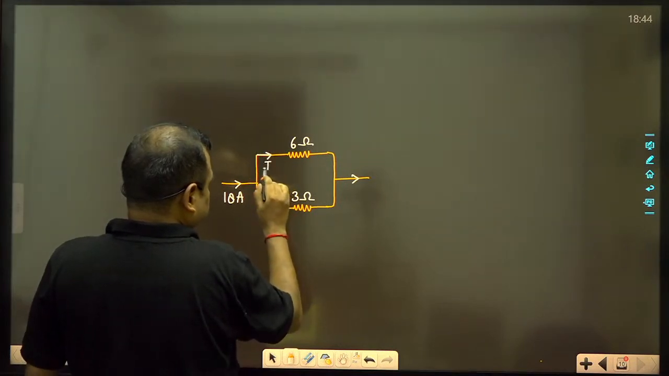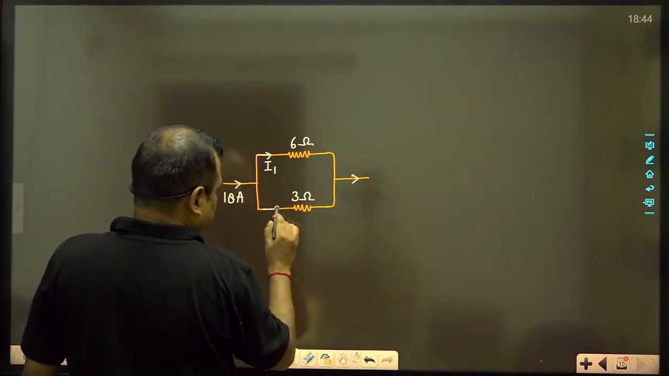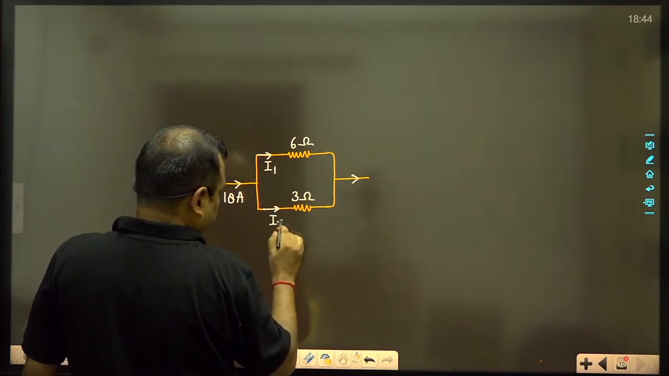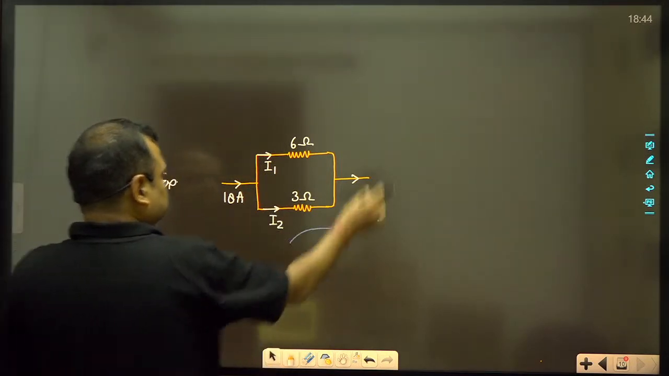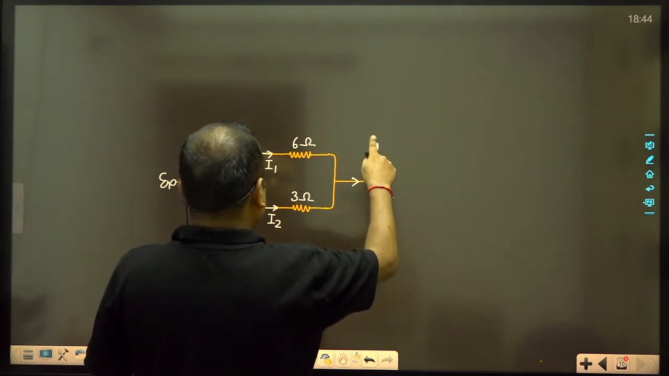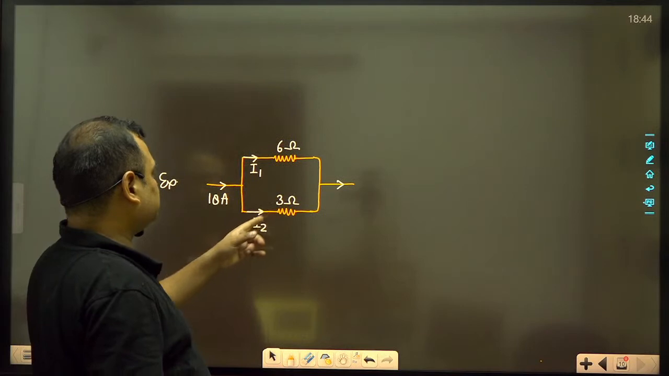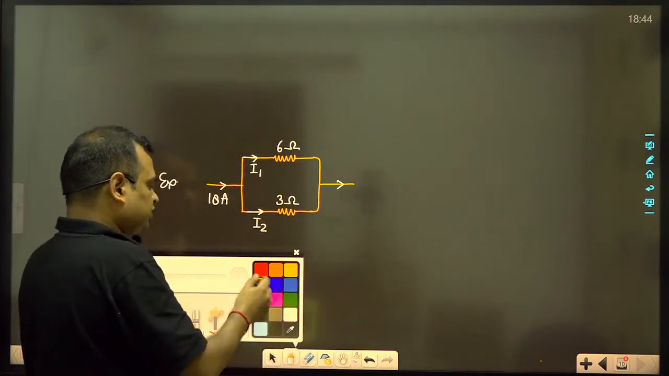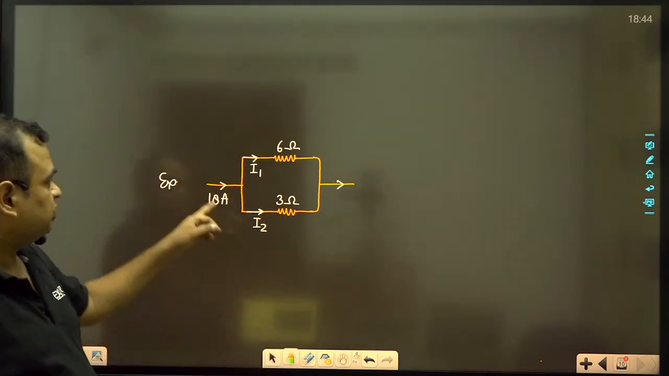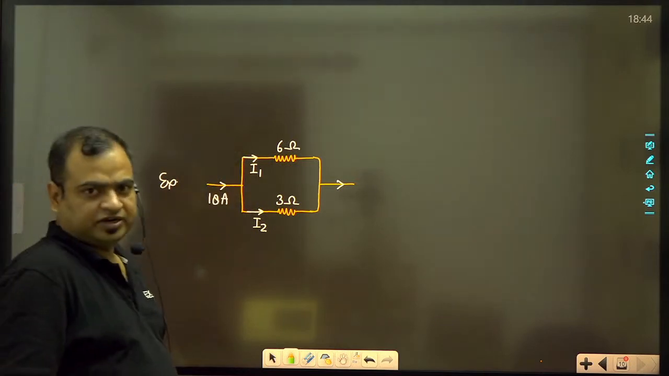Okay, so this is I1 and this is I2. So now tell me what will be the value. 6 ohm, 3 ohm. Okay, 6 ohm and 3 ohms. So what will be the value of I1 and I2?